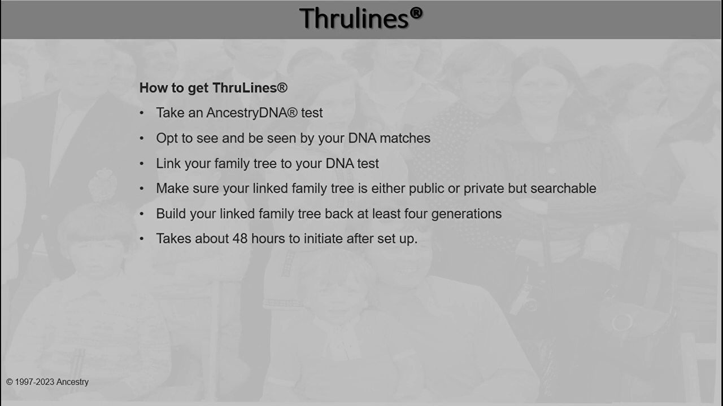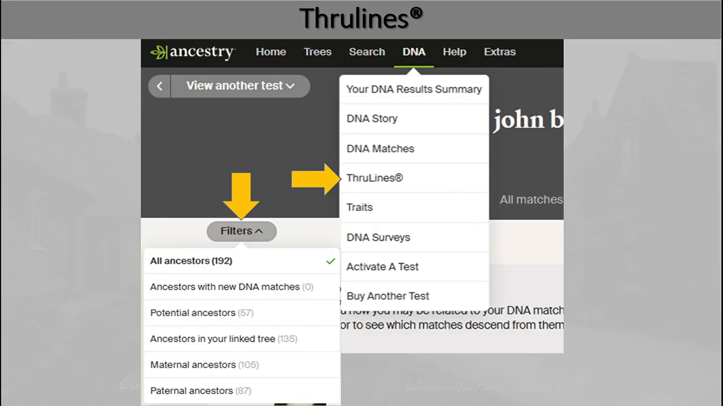And after you do all this, it'll take a couple of days for it to initialize and for it to bring up the ThruLine matrix. So when you're looking at Ancestry, within the DNA tab on the main screen, the ThruLines tab is about halfway down. And when you click on ThruLines, and we won't see this so much in my screens that I'm showing you, there will be a filter, and you can filter the relatives that you're looking at in ThruLines. It can be all ancestors, potential ancestors, new ones, maternal, paternal. So you can play around with that if you're looking at different groups of people.